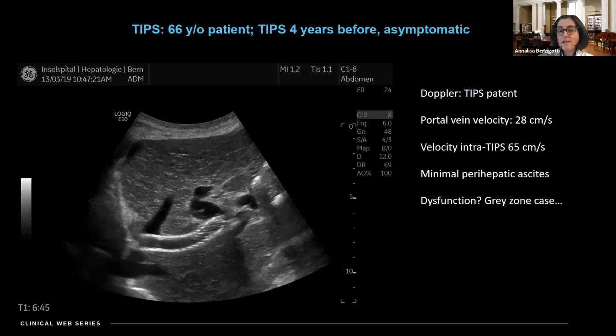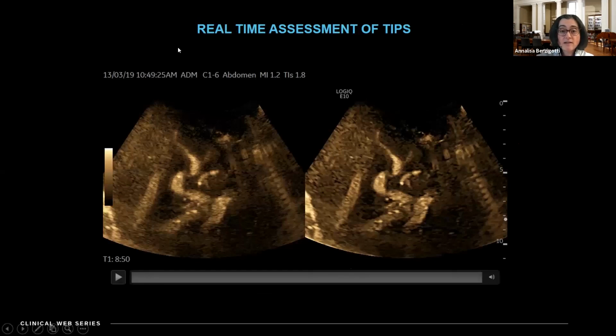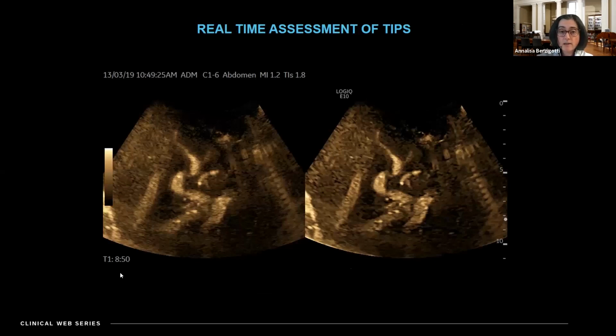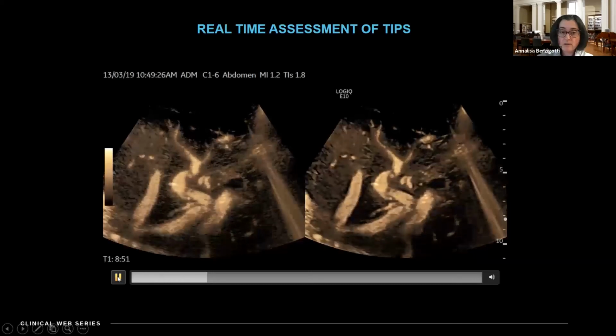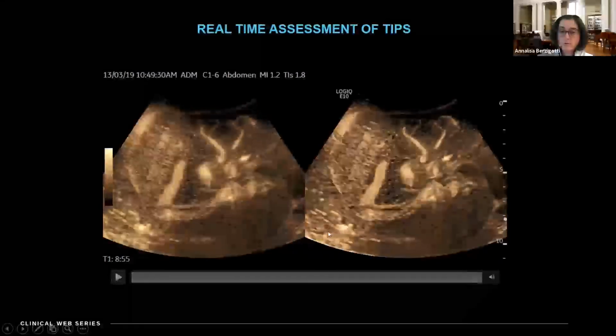So I think in these cases, you can be uncertain whether this is a TIPS dysfunction, that would be a stenosis of the TIPS that can happen in the middle to long term, or if it is an aspect that is not related to a TIPS dysfunction. So I hope the video will work. We used the new technology, and you should focus on the right part, not now, in a moment.